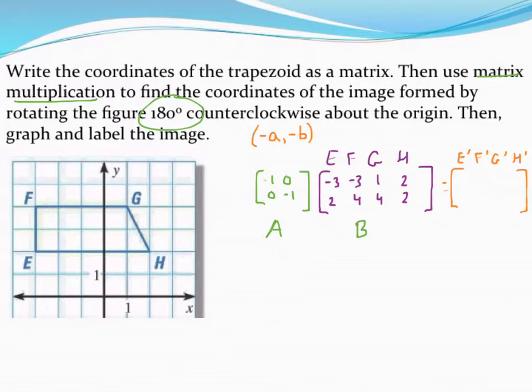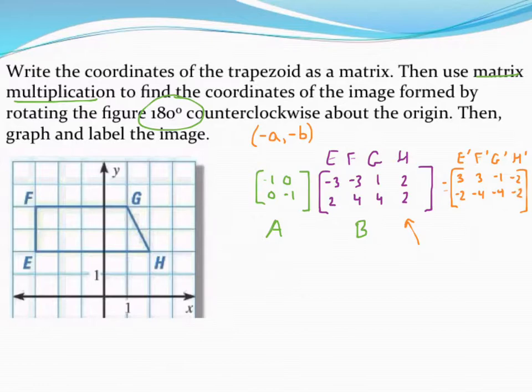So applying that to the matrix I set up right here in purple, let's go ahead and do that. Let's change all of our signs, but keep things in the same order. So E prime should be located at 3, -2 once I change those signs. F prime should be located at 3, -4. Look, it looks like I did the matrix multiplication, but I didn't really do it. Very sneaky. -1, -4, and then -2, -2.